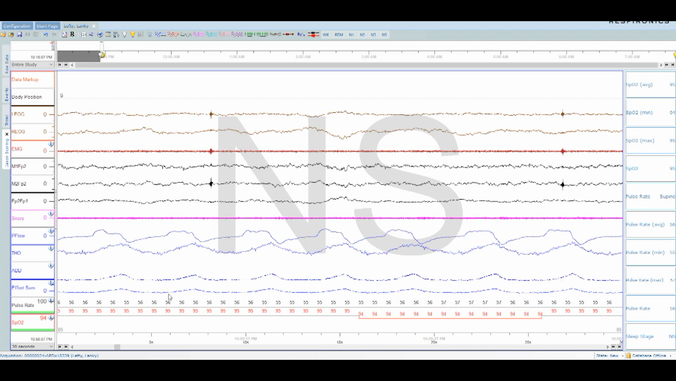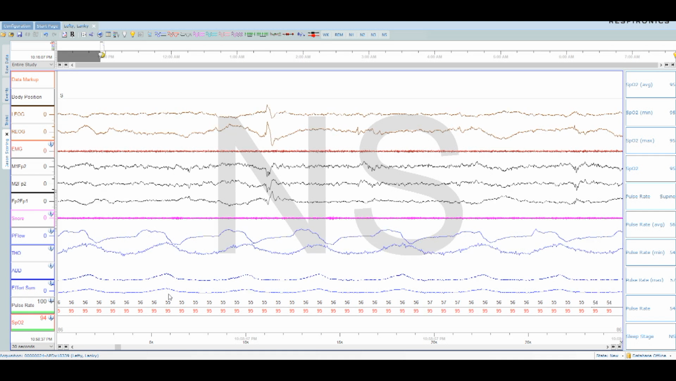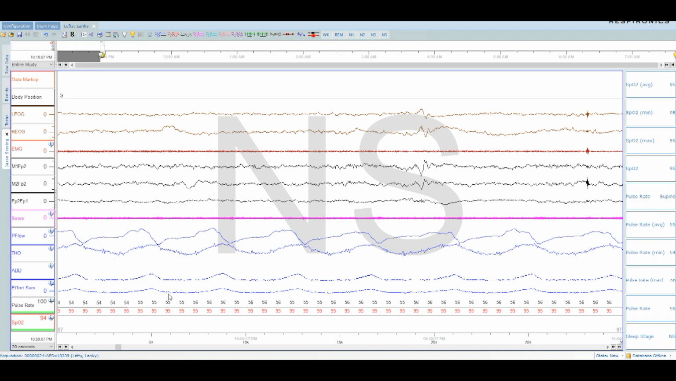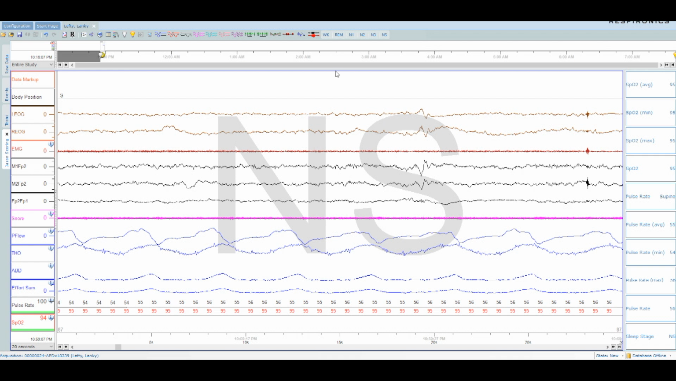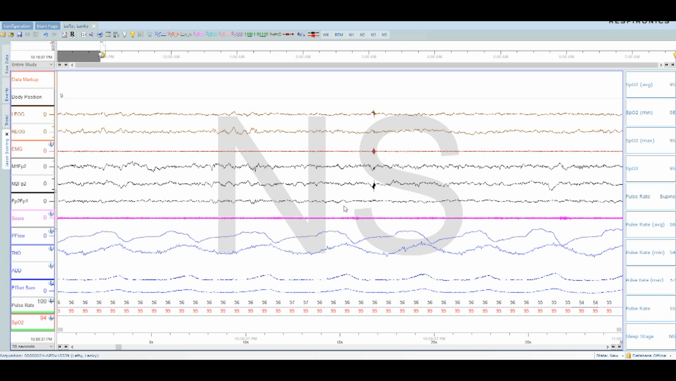Okay, so we have stage 1. So 1. We're still going to call that 1. We're looking for a K complex or a sleep spindle. There is a K complex. However, it is past the 15-second mark. So we're going to go ahead and call this 1 with the idea of the next page being 2. If there's no arousals, there's no arousals. So we retroactively go back to that other K complex on the other page.